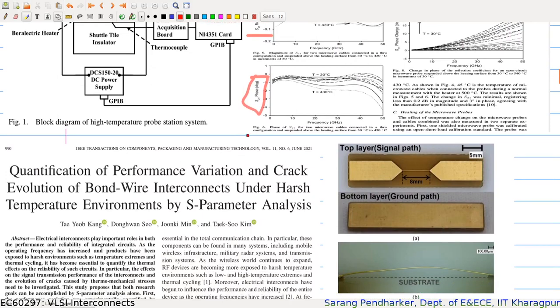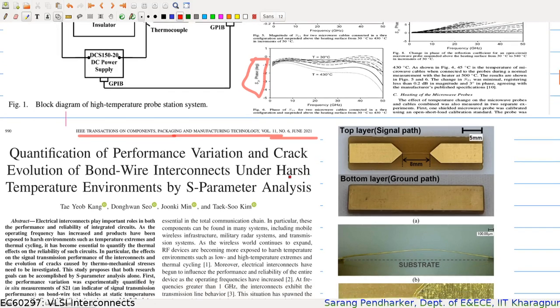Then there is another paper. This is very recent. This is from June 2021, just a few months back, published in IEEE Transactions on Components, Packaging and Manufacturing Technology. In this paper, they are trying to evaluate the evolution of cracks of bond wires in your chip. Bond wires are those wires which connect your device to your RF circuit.